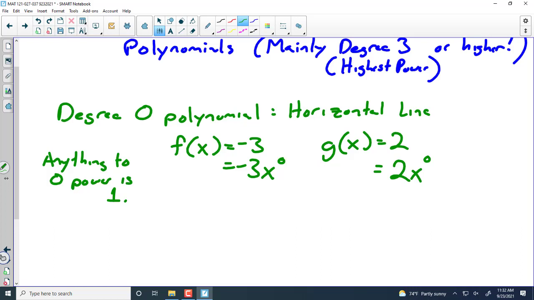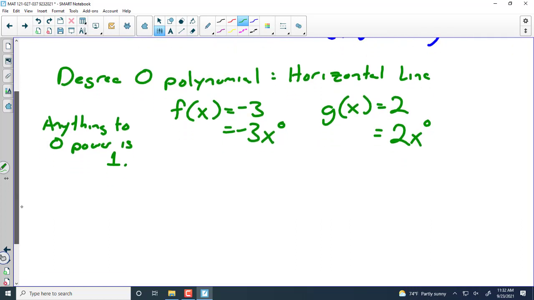The reason I'm doing this is not because you're going to see this very often, but just to show you that yes, 0 is the highest power, so horizontal lines are considered degree 0 polynomials. The good news is we don't usually need much help graphing those once we've learned how to graph them. They're horizontal lines.